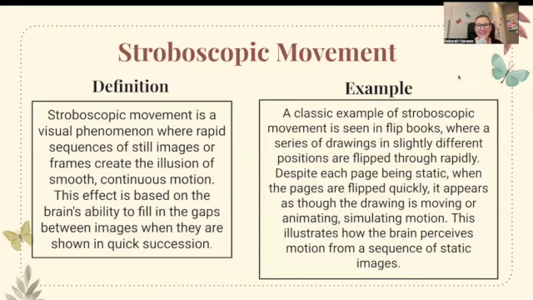Stroboscopic movement. I always have a hard time with that one. I have to really think about it before I say it. Stroboscopic movement is a visual phenomenon where rapid sequences of still images or frames create the illusion of smooth, continuous motion. This effect is based on the brain's ability to fill in the gaps between images when they're shown in quick succession. A classic example of stroboscopic movement is seen in flip books, where a series of drawings in slightly different positions are flipped through rapidly. We probably did these in elementary school, or maybe you still do them now. I always think they're really fun. Despite each page being static, when the pages are flipped quickly, it appears as though the drawing is moving or animating, simulating motion. This illustrates how the brain perceives motion from a sequence of static images.